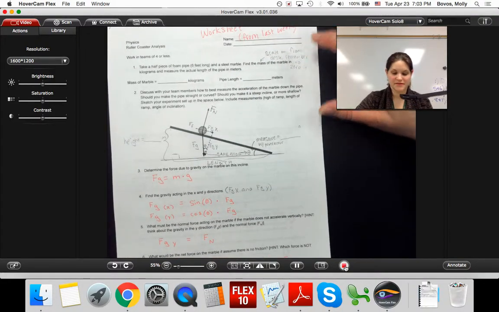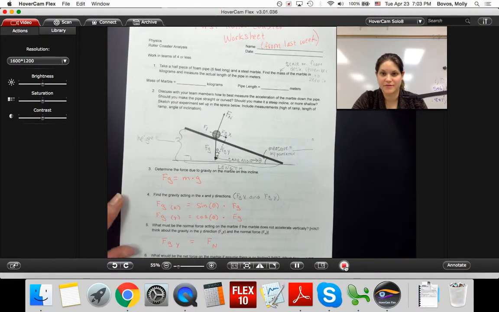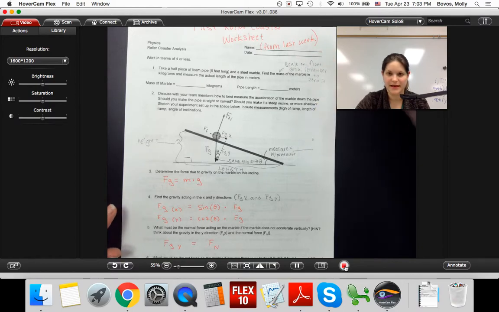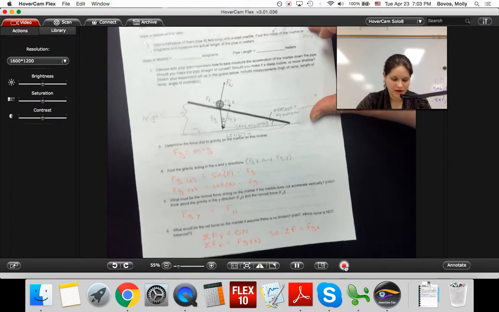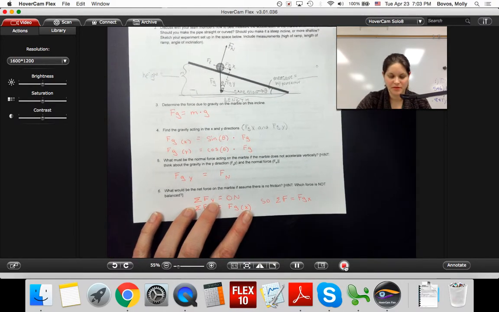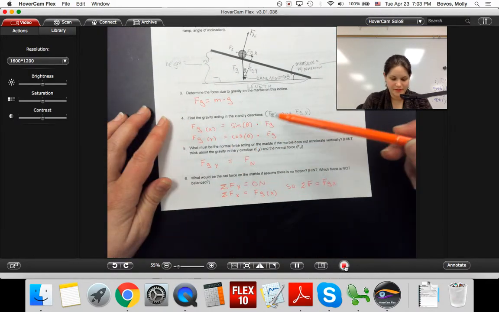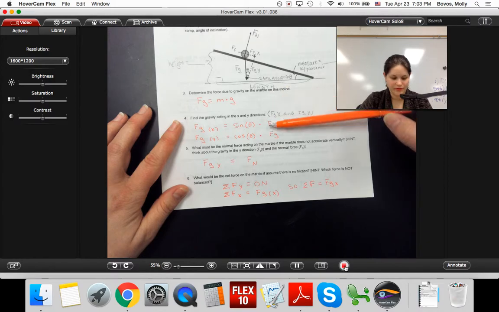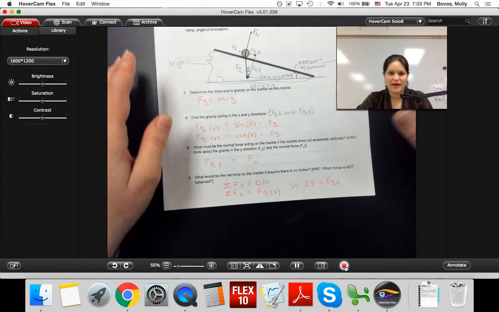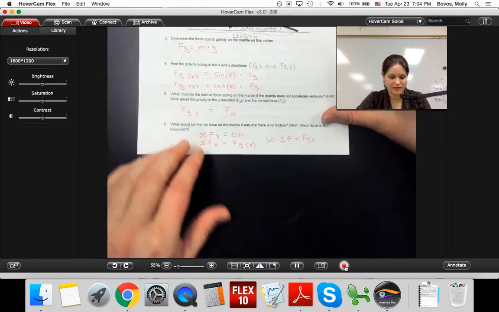So this is for folks who were gone last week. We went over this lab together. I wanted to just touch base with you guys on a few things. I think pretty much everybody was comfortable with 3, 4, and 5, and pretty much everybody was good with 6.